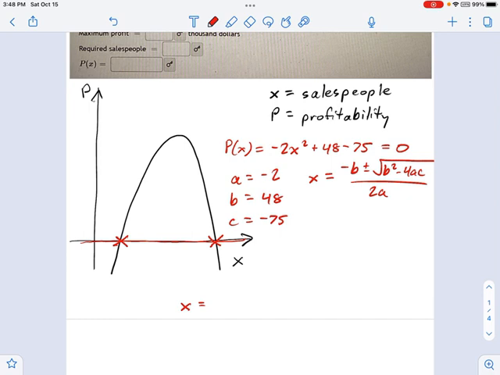We get X equals negative B, so that's negative 48 plus or minus the square root of 48 squared minus 4 times A, which is negative 2, times C, which is negative 75. Okay, divided by 2 times A. Sorry, A is negative 2. So 2 times negative 2.